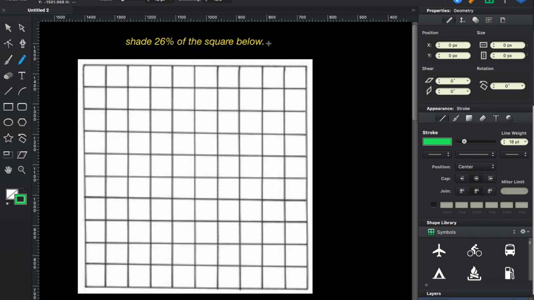So let me write it down. We have shade 26%. So let's write 26. We have 26%. So we could write out percent. And you might recognize the word cent right there. It literally means per hundred.